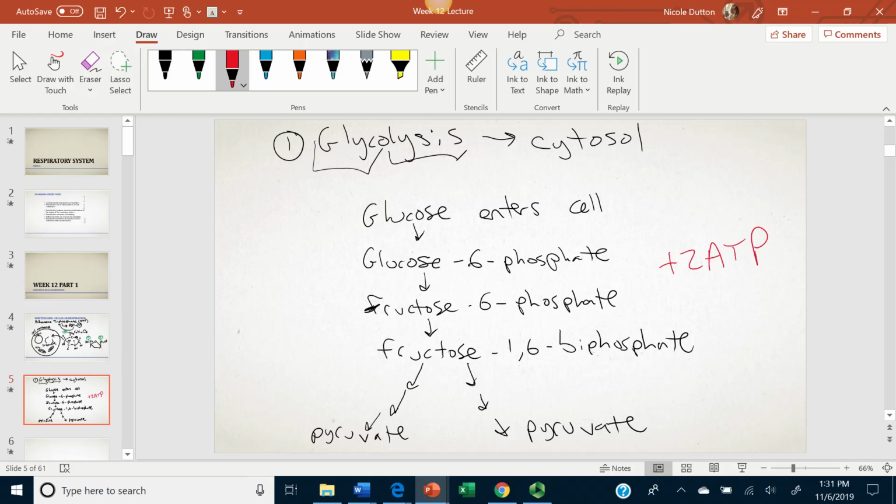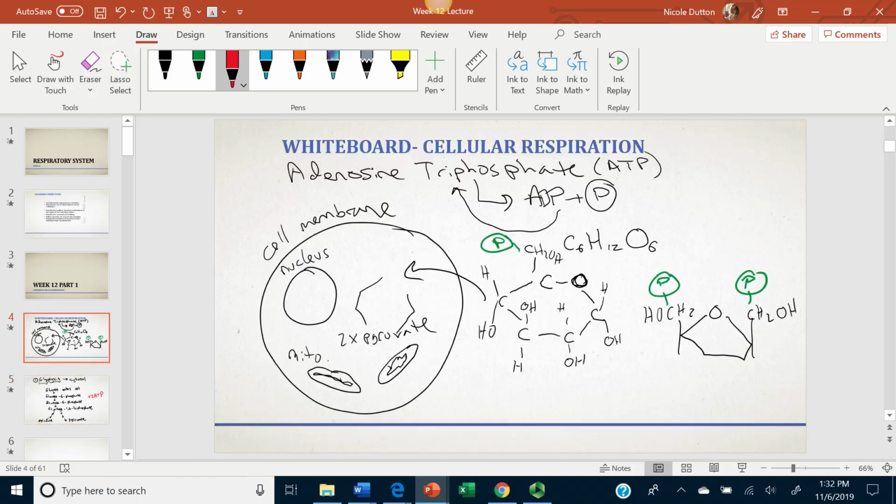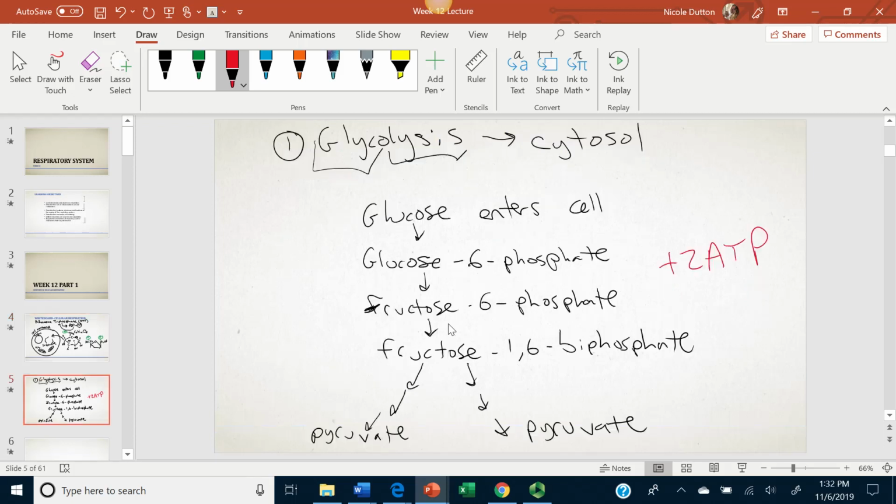So we made 4 through all of these different steps, but we used up 2 of them, so now we have the 2 left. And that's the basics of the first step of cellular respiration, glycolysis. So to recap, what's happening initially is all we did was bring glucose inside of the cell. We trapped it in the cell by adding a phosphate to it. We added another phosphate to it so that we could rip it in half. And then once it was ripped in half, that's when we ended with our 2 molecules of pyruvate. All in all, we ended with 2 ATP, so a net gain of 2 ATP.